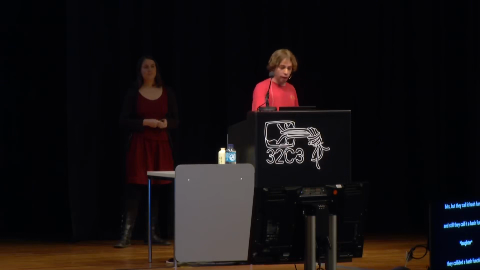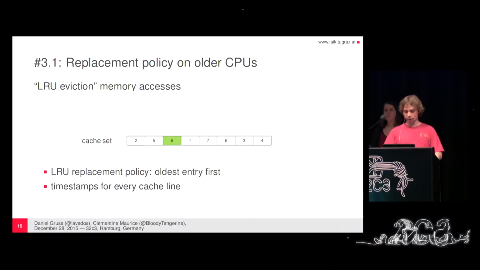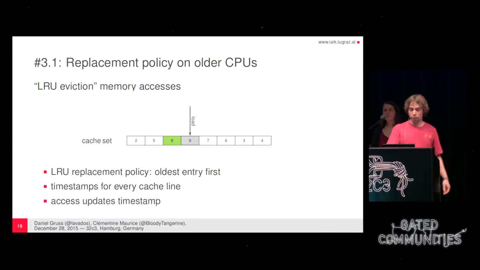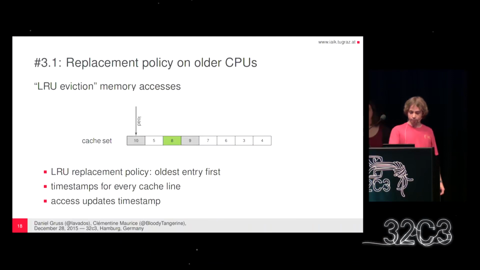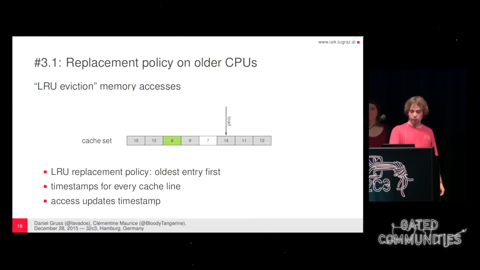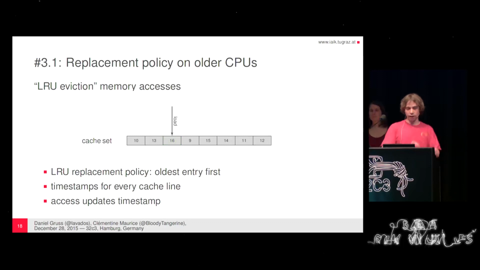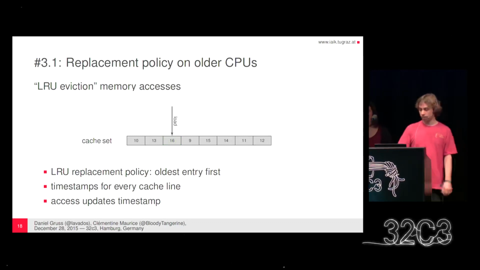So the LRU replacement policy says the oldest entry is replaced first, so we need to have some kind of timestamp for every cache line. And now when we access any address, it is maybe loaded into the cache, or maybe it is already there, and the timestamp is updated. And if we do this n times for an n-way cache set, then we have certainly evicted the targeted address.